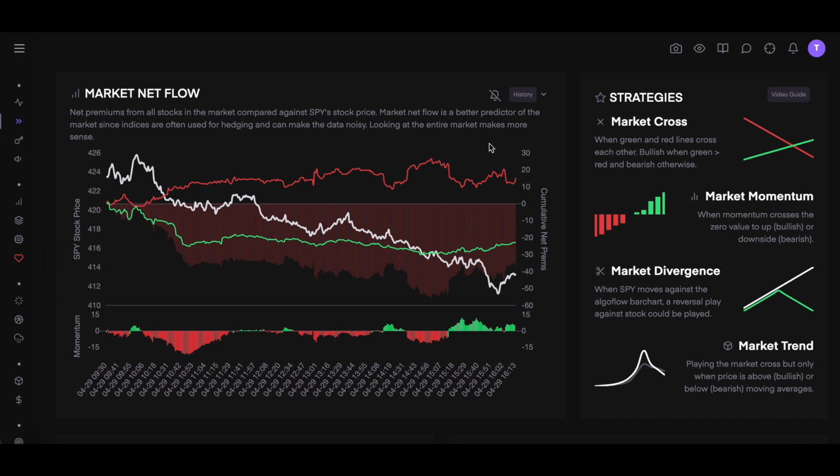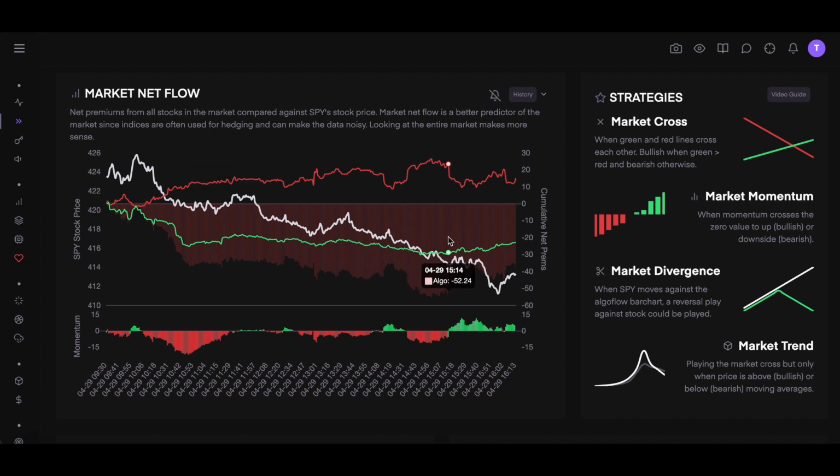So the red line is obviously the net premiums for puts. The green line is net premiums for calls. The white line is the price of SPY. We compare this chart against SPY because we are really trying to gauge the market direction here, despite the fact that this flow is from everything across the market. SPY seemed like a really good choice of comparing against the entire market's flow, and this has worked really well. Again, if you know where SPY might go, then it's much easier to make individual plays. So the white line is the SPY.